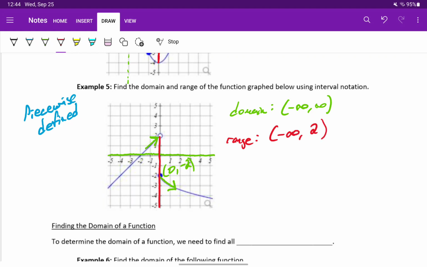In this case with a rounded parenthesis, since we have that open circle at 2, we're including everything up to but not including that point at 2.